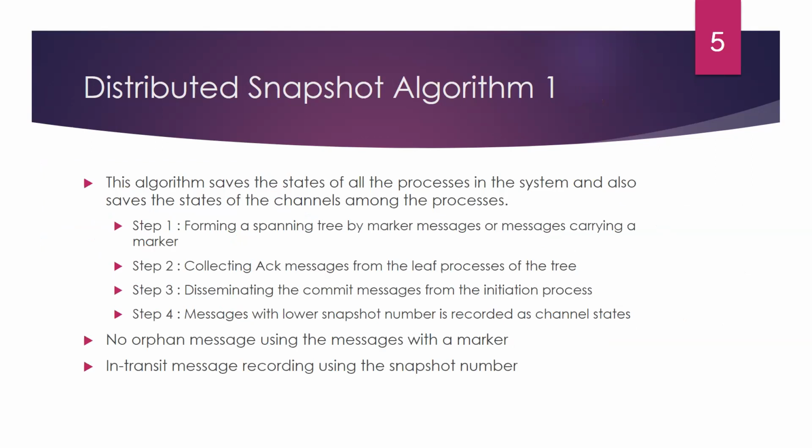As shown in the figure of page 6, no orphan messages can happen using the marker attached in normal messages. Also, for the channel saving, every outgoing message carries the snapshot number of the sender. Using this snapshot number, the in-transit messages can be easily identified.